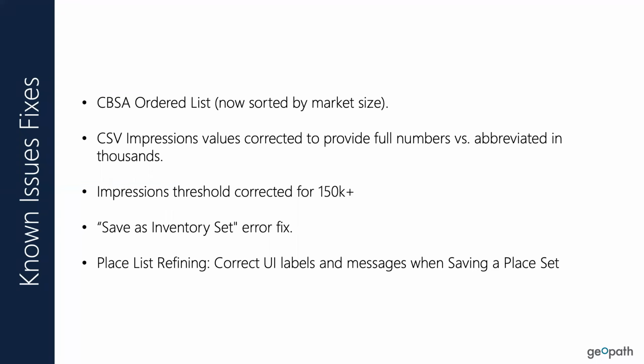If you've used the threshold feature, there was a slight issue with that, so that's been corrected for 150,000 plus, as well as a couple of other user interface bugs. When saving as an inventory set, it would say there was an error even though there wasn't, and that's been fixed. There are also some UI fixes in the Places module. We'll do our best to announce updates in our newsletters as soon as we know and can announce them.